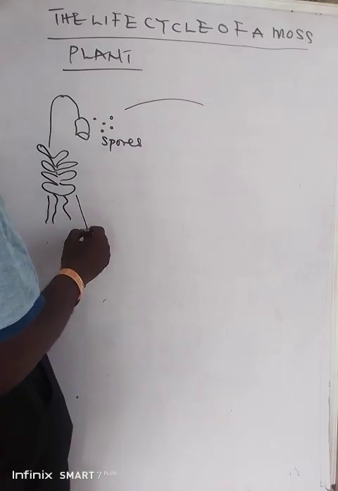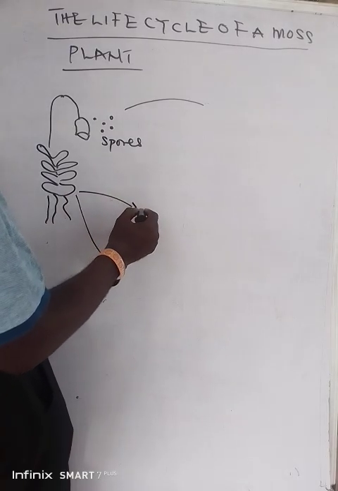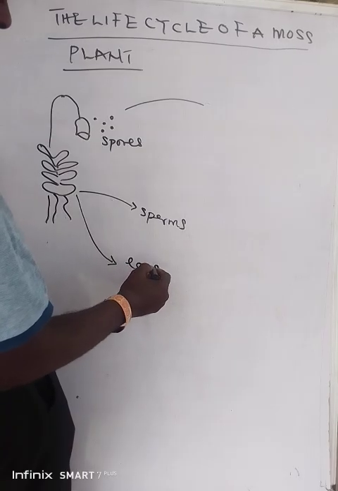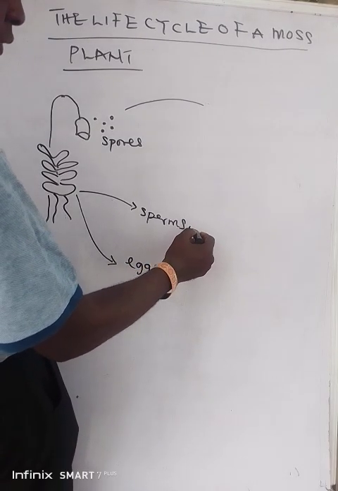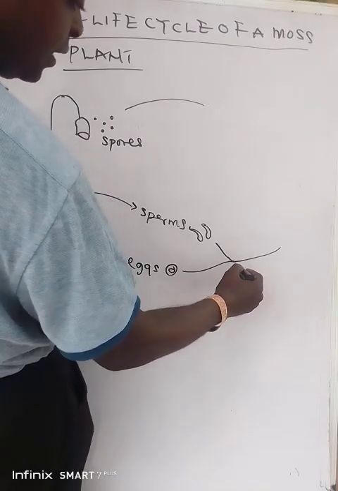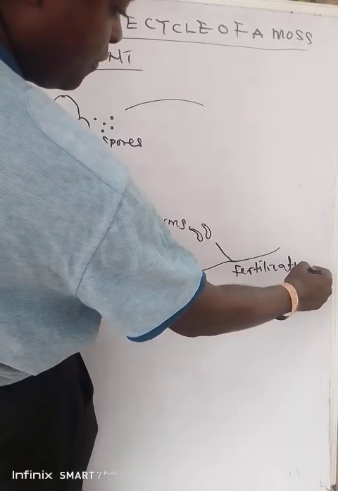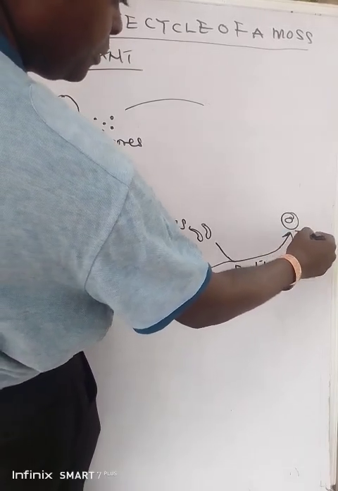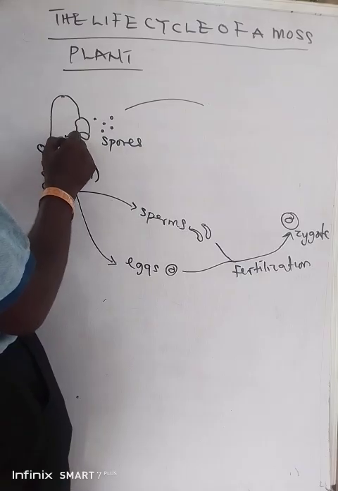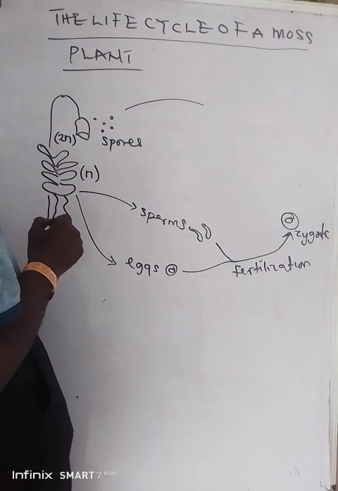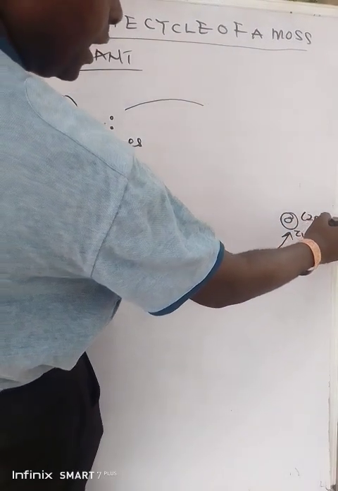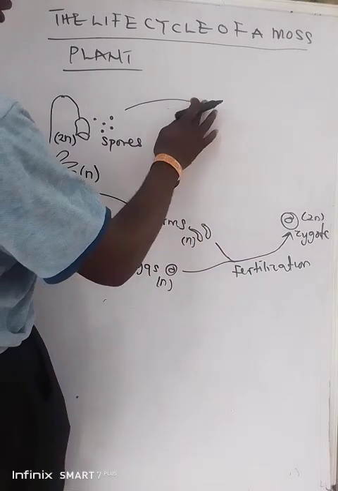Then the gametophytes produce sperms and eggs, and when the two come together, fertilization takes place and they form zygotes. Don't forget that the gametophyte is haploid, while the sporophyte is diploid, 2n, the complete number of chromosomes. So this is n and this is n. When n combines with n, it forms 2n. The zygote is 2n, which is now the sporophyte.